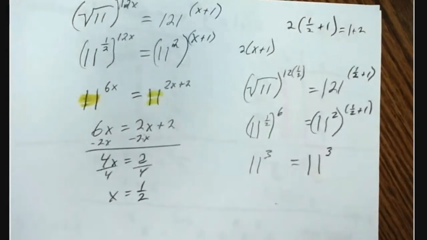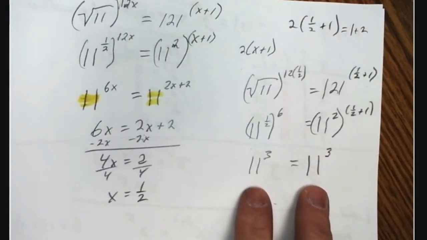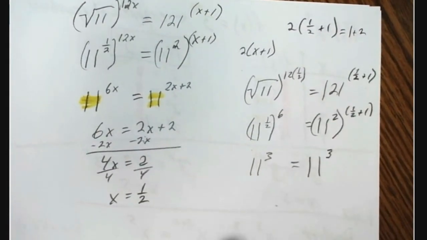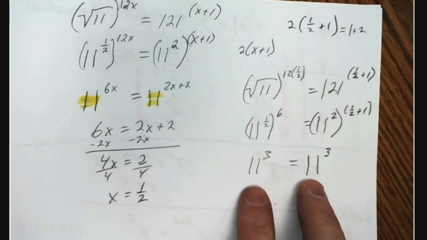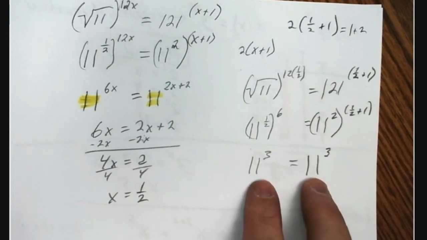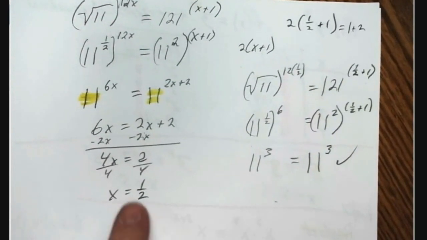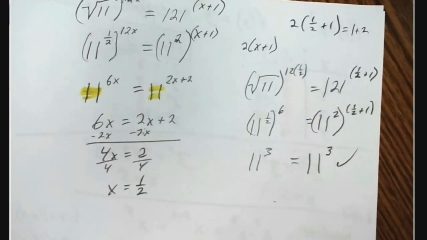They equal each other. It's 11 to the 3rd power, which we could do the math on if we want to multiply it. And it's like 1,331 or something like that. But it'd be the same on both sides. This proves it's the same on both sides. We checked our work. It checks out. So x equals 1/2. So, all right.